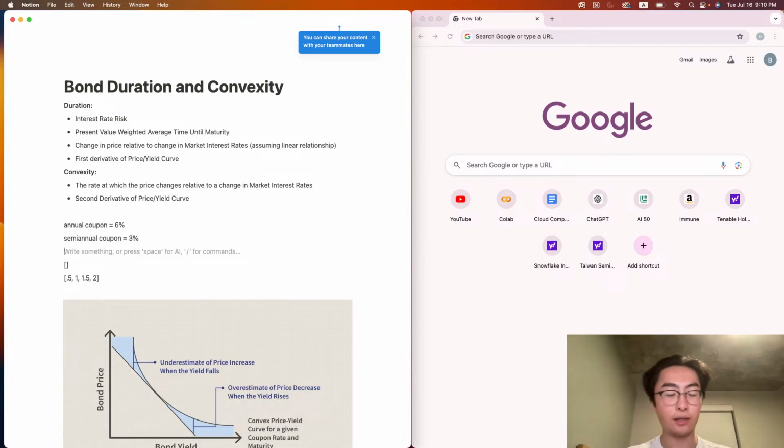Then we also have the idea of market interest rates. You can think of market interest rates as a discount rate or a yield to maturity. So that's really just the denominator for discounting, or finding the present value of your cash flows. Yeah, I said discount maybe a few too many times.